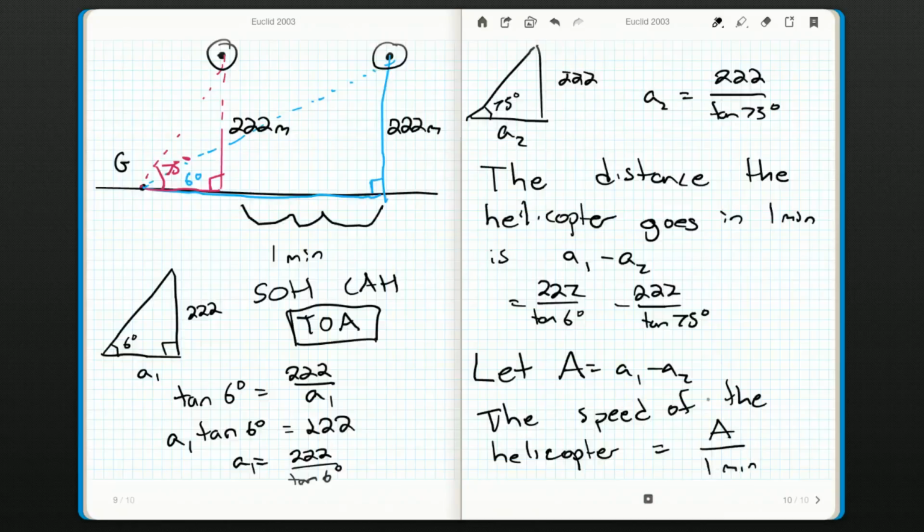And A is, by the way, in meters. So we'll get meters over minutes here. But divided by 1 minute, we have A meters up here, and A divided by 1 is just A, so this is just going to be A meters per minute. But the question asks us for kilometers per hour. So we need to convert from meters per minute to kilometers per hour.